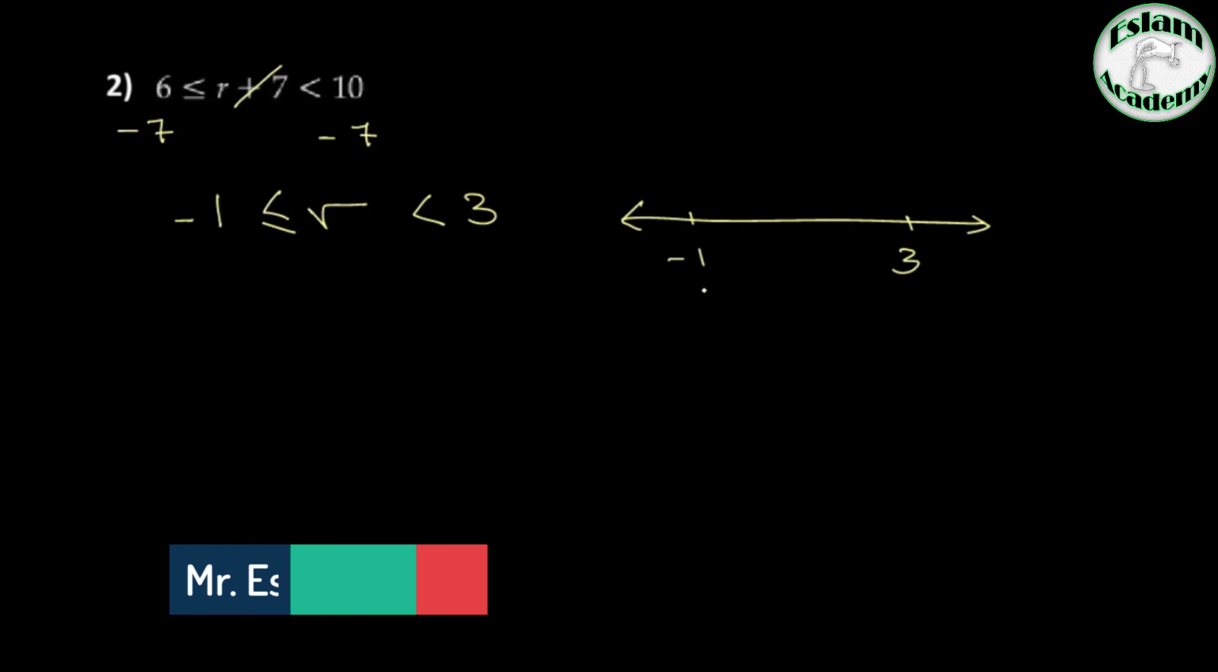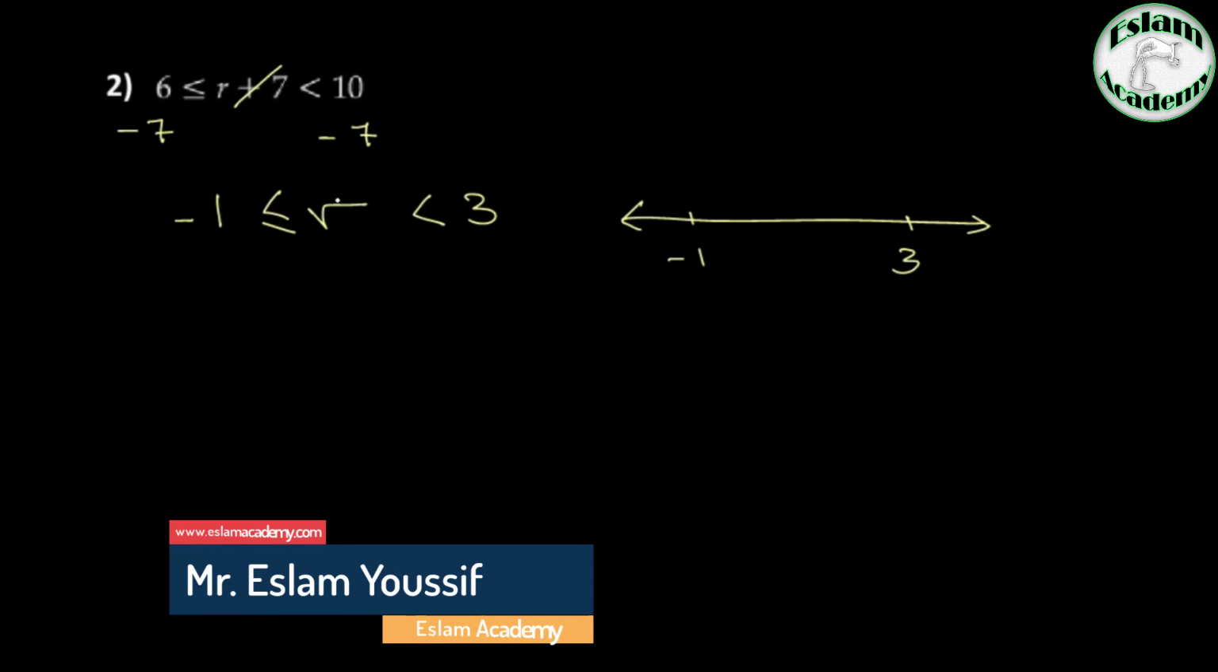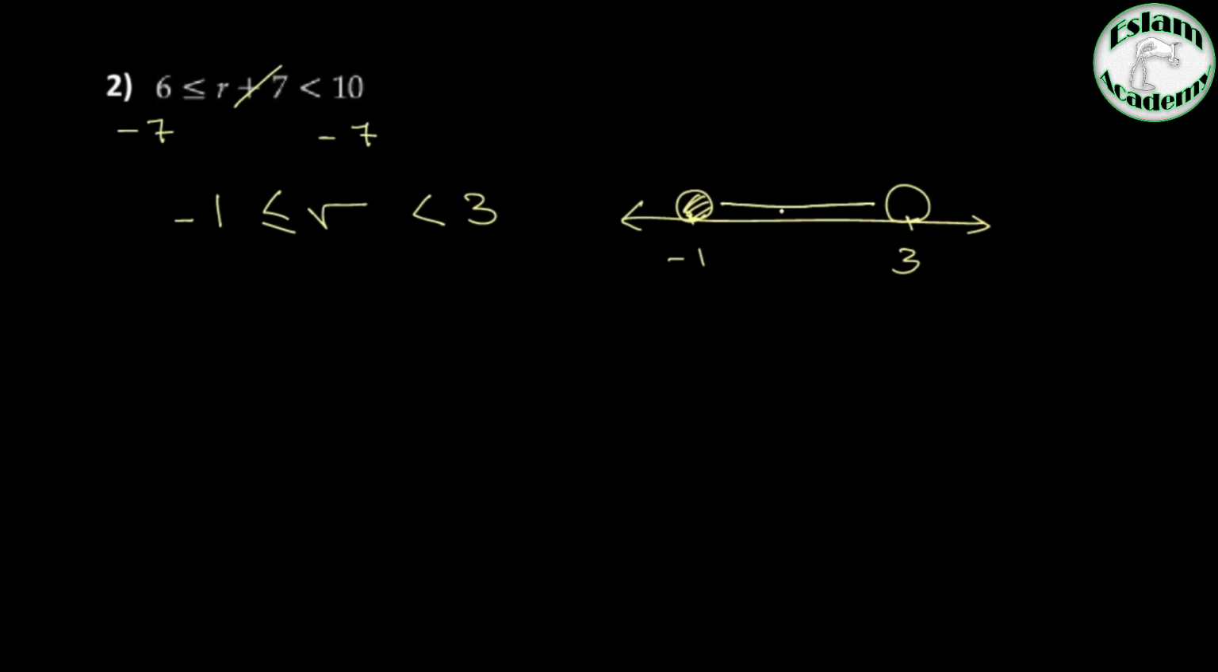Start by writing the smallest number at the left and the greatest number at the right. r more than or equal to -1, it means -1 now will be closed. Less than 3, it means 3 will be open. Then shade the part between them.